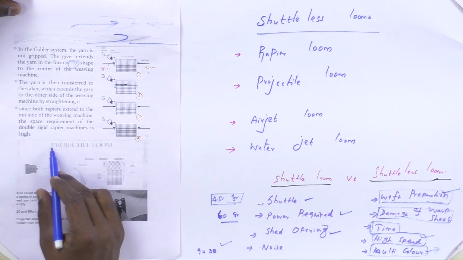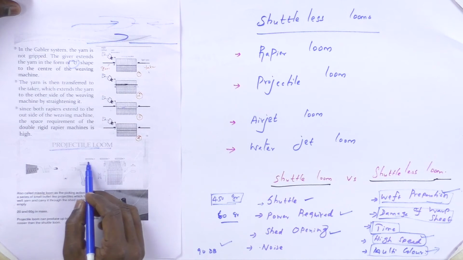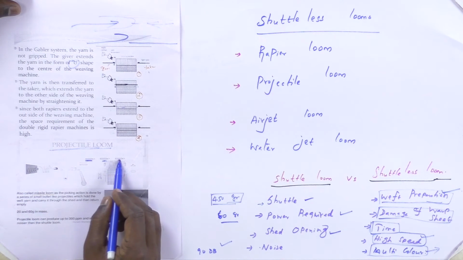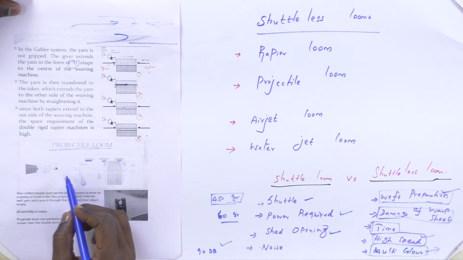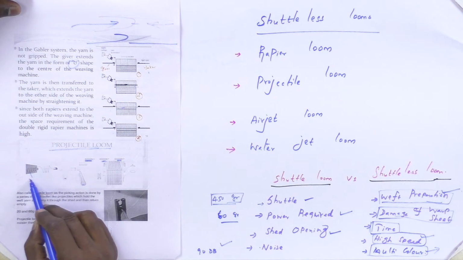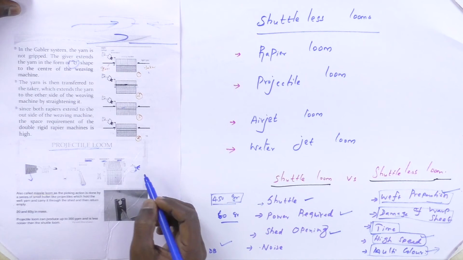Next one is the projectile loom. So this is a projectile which carries the weft yarn. This is the picking mechanism. This is the yarn package. This is the shed. This is the arrest. Projectile arrested.